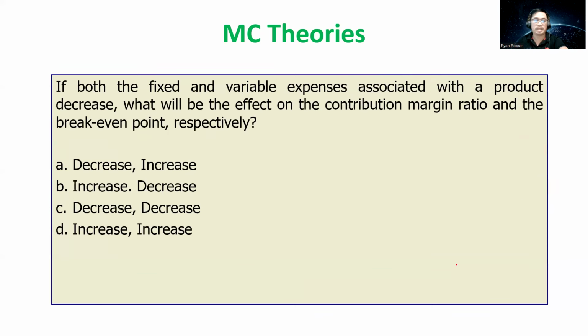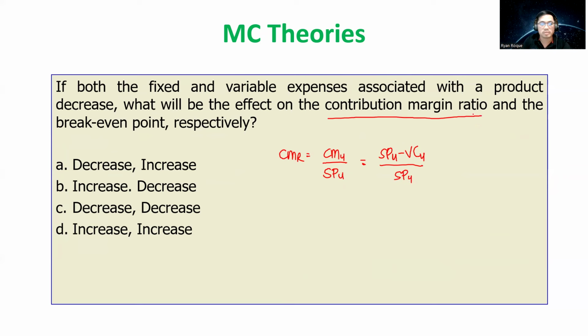So let's move to the next. If both the fixed and variable expenses associated with the product decrease, okay, so what will be the effect on the contribution margin ratio and the break-even point? So let's show again the formula. CMR is your CMU over your SPU. All right. So remember, CMU again is SPU minus VCU. That is a selling price per unit minus a variable cost per unit, over SPU.